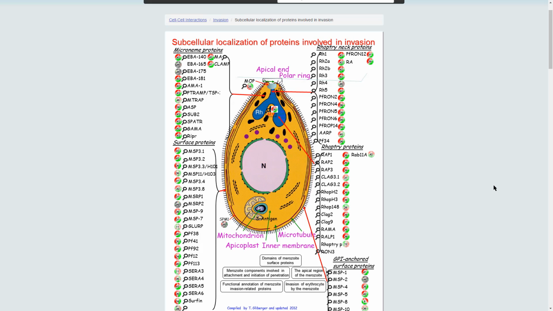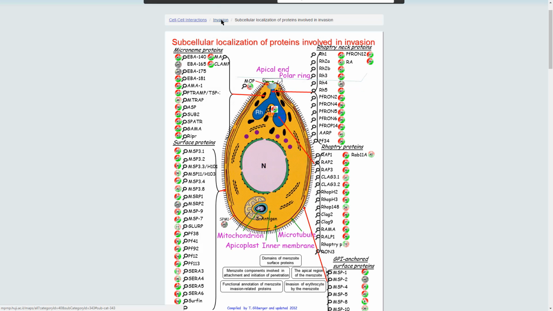This is the merozoite with its different subcellular organelles, and all the proteins are shown. They are associated either with micronemes, rhoptry neck proteins, rhoptry proteins, surface proteins, and so on. You'll see that all of them have the loupe icon, which indicates that they have been localized subcellularly.